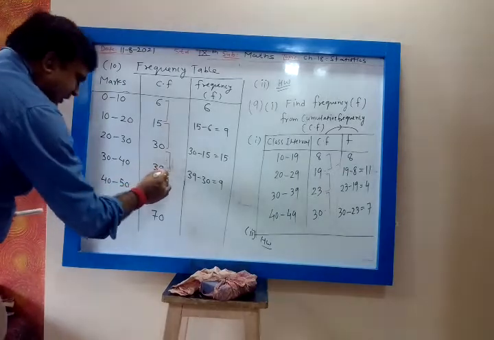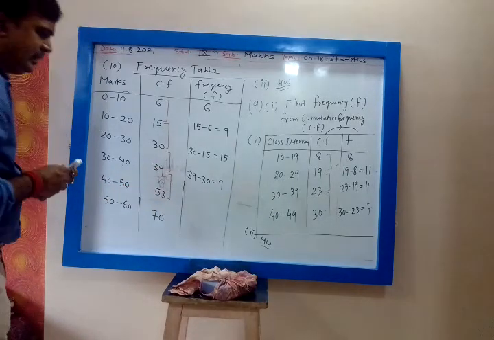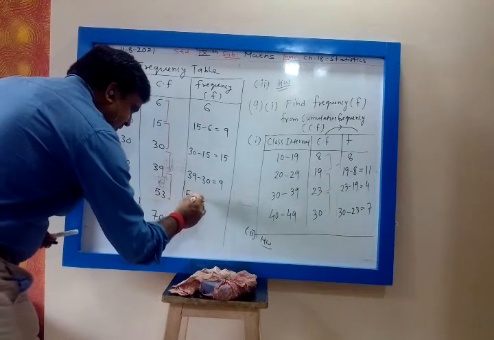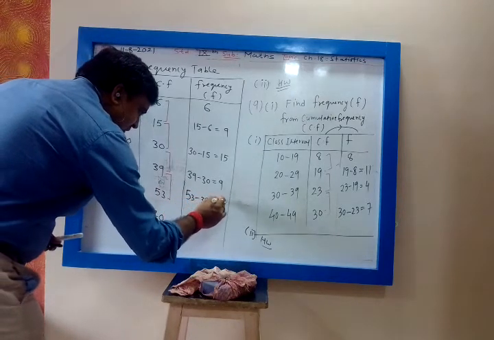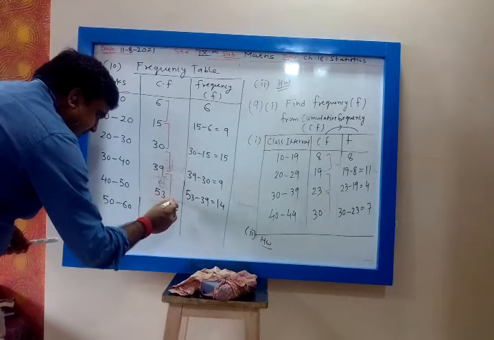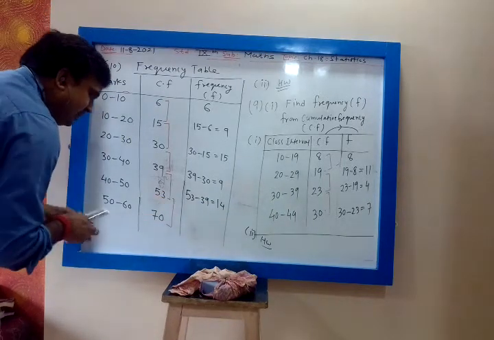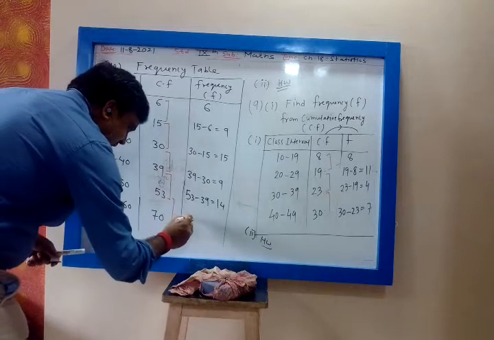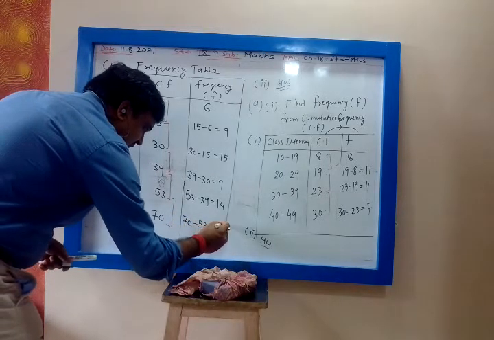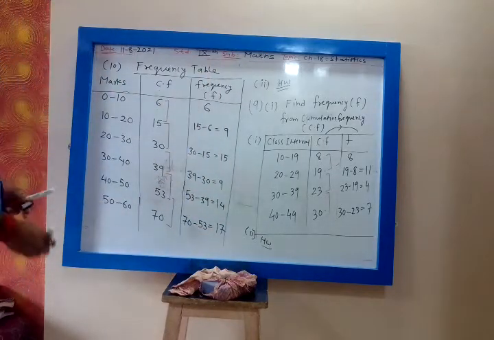Yes, directly you can write. 53 minus 39, that is 14. Then 70 minus 53, that is 17. So this is the table of frequency.